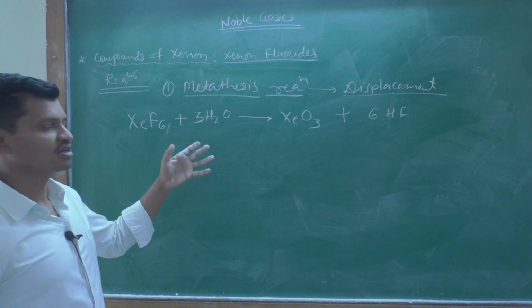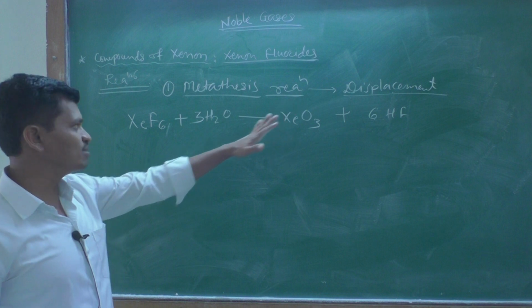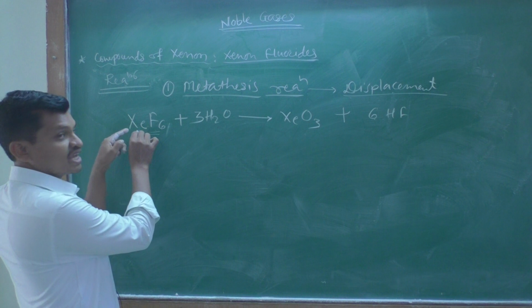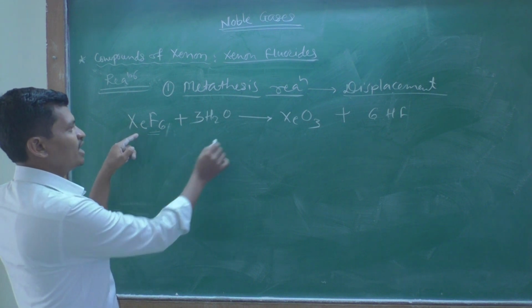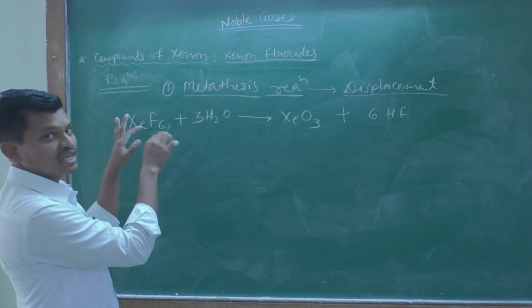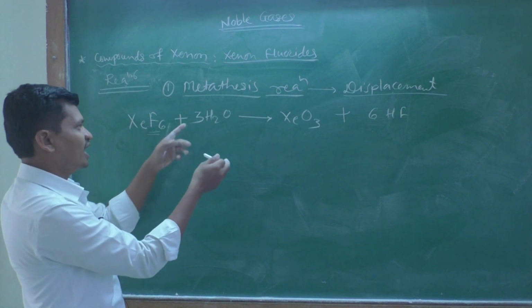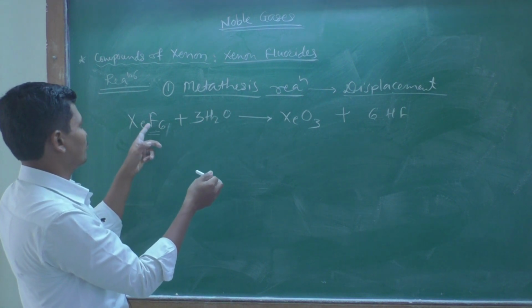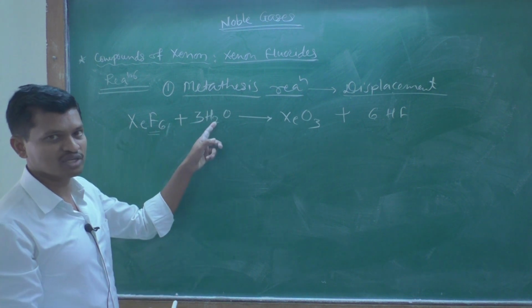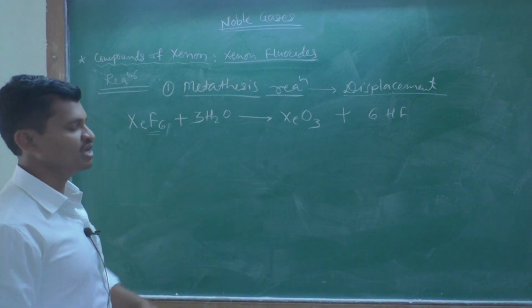So what type of reaction can be seen here? Metathesis. The meaning is displacement. Here the fluorine atoms in XeF6 are displaced by oxygen. There is a bond between xenon and fluorine, which is displaced by a bond between xenon and oxygen. The fluorine that was attached to xenon is, in the product, attached to hydrogen. Such displacement reactions are what is meant by metathesis reactions.